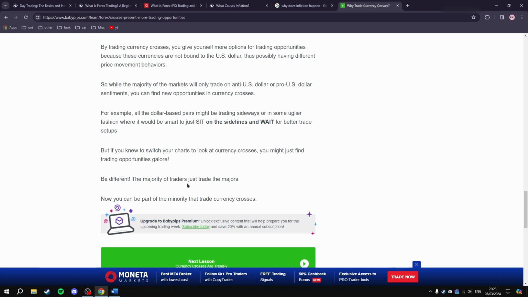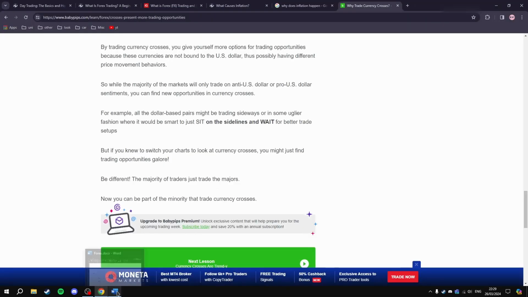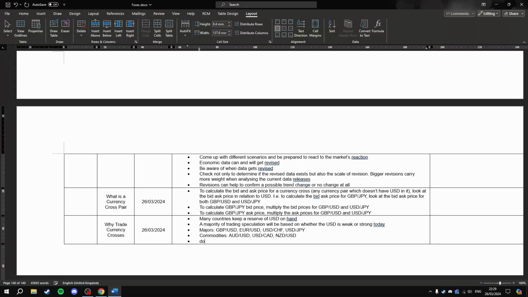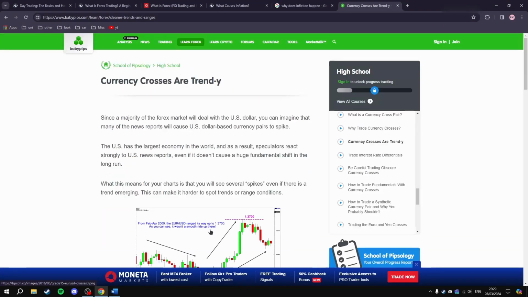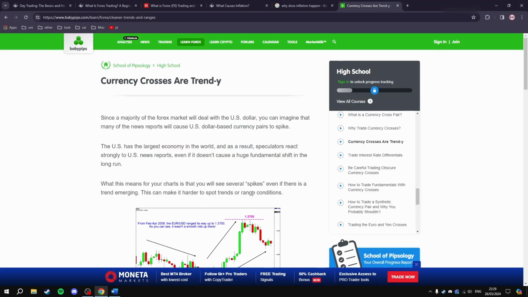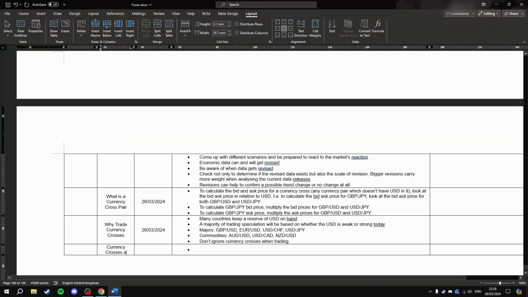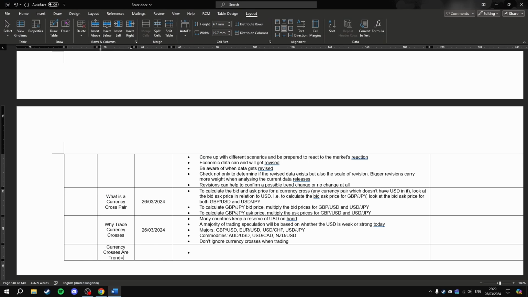Be different, the majority of traders just trade the majors. Now you can be part of the minority that trade currency crosses. Don't ignore currency crosses when trading. Currency crosses are trendy.